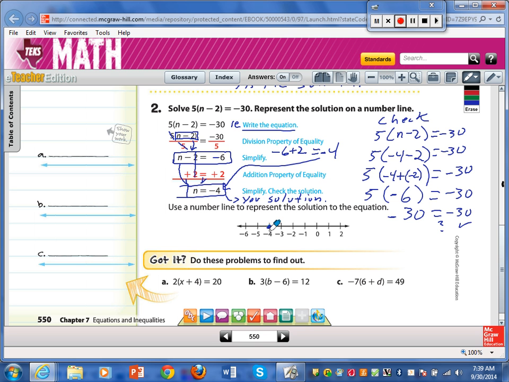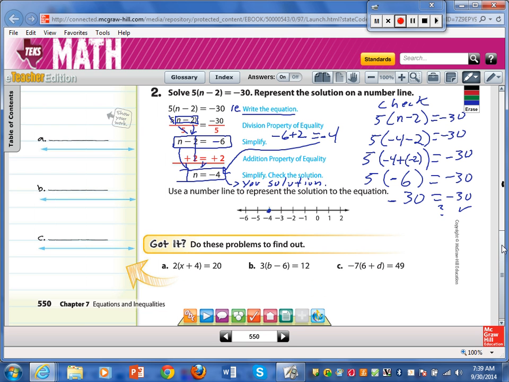Alright, so go ahead and pause the video and do the got it problems here. Make sure you use a different sheet of paper, or make sure you show me the work if you can do it in here. Show me the work and then show me the answers over here.